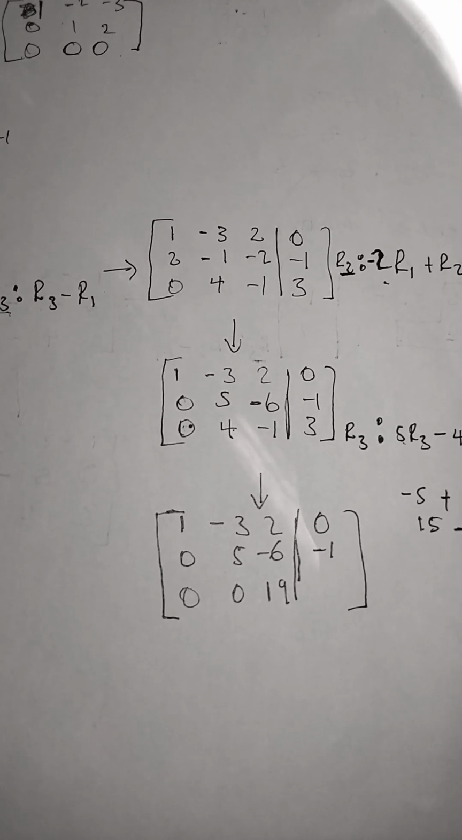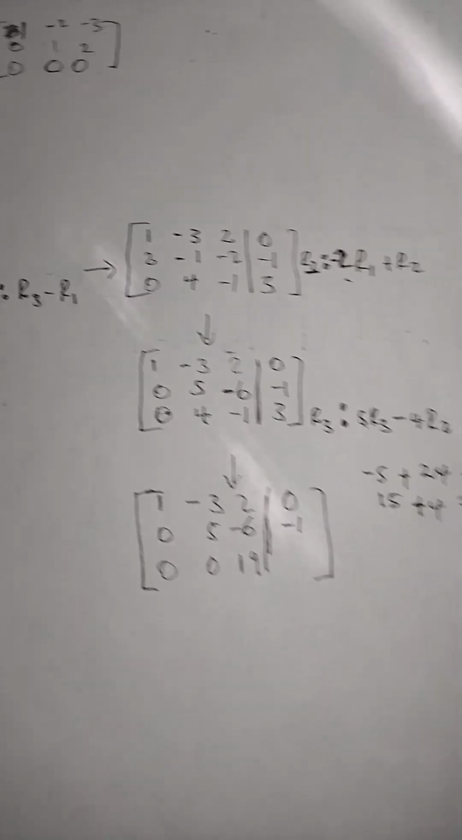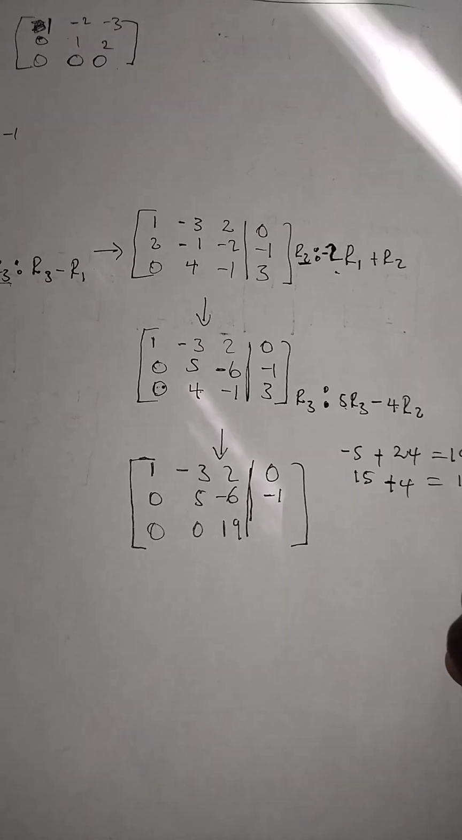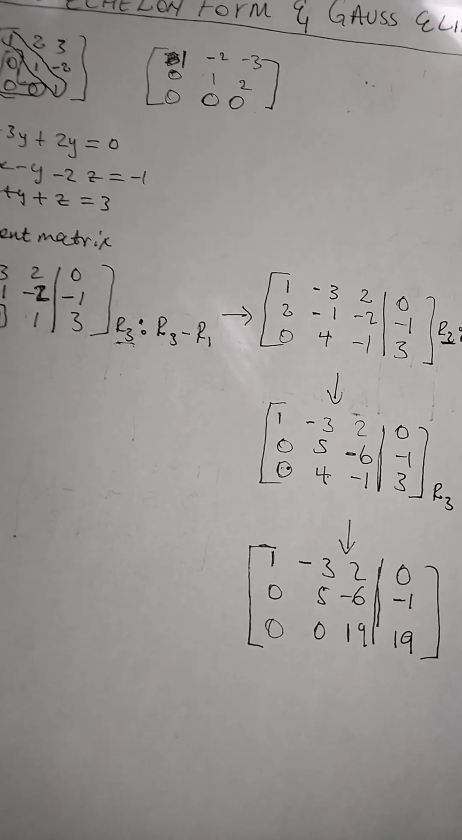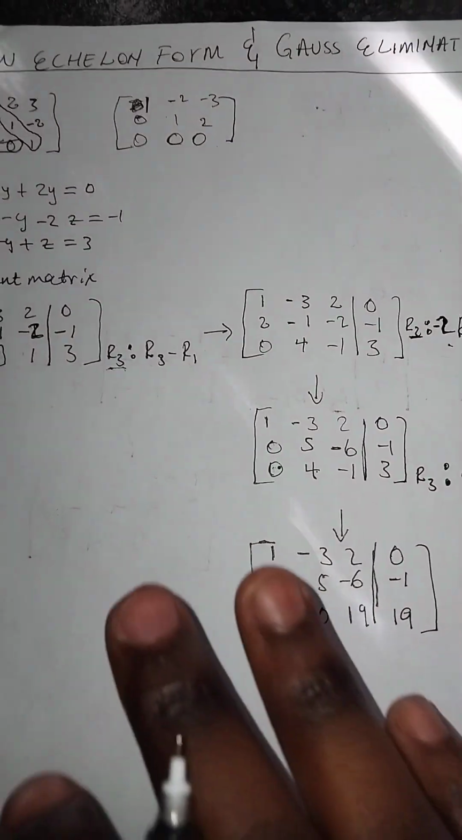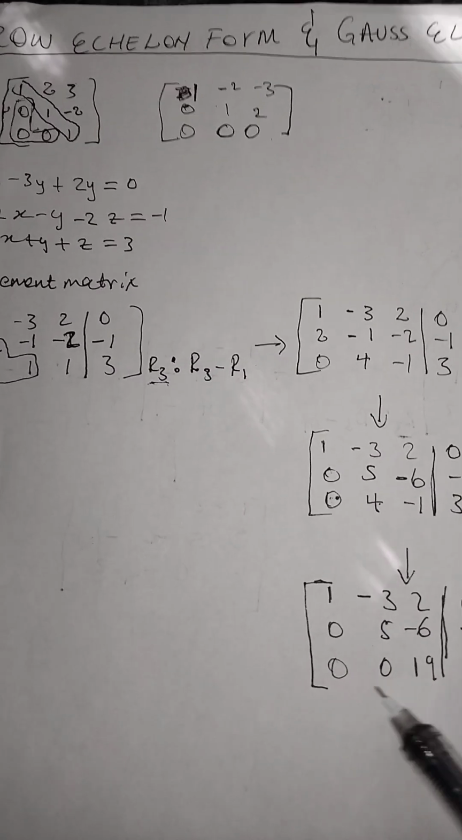4 by minus 1 is going to give us minus 4, so it's basically plus 4. So we get 19. Sorry about that. Then we get 19 again, so we get 19 again also there. So now, what is left for us? We see we have obtained all the zeros.